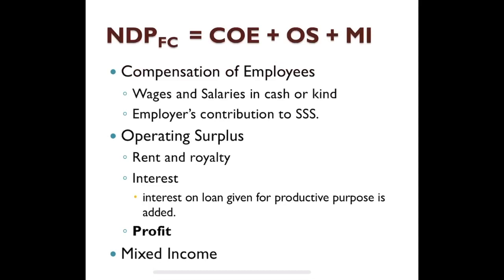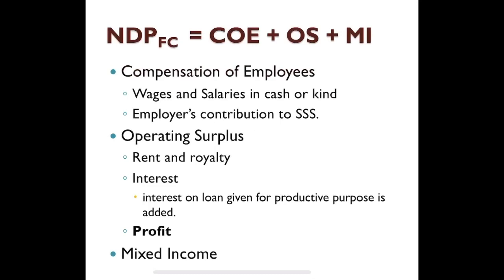So compensation of employees. Operating surplus is whatever you are getting from your income from operations, which means in which your business is, that is income from operations. So rent, royalty and interest on loan for productive purposes are added only, not for personal consumption loan. And the third is profit.